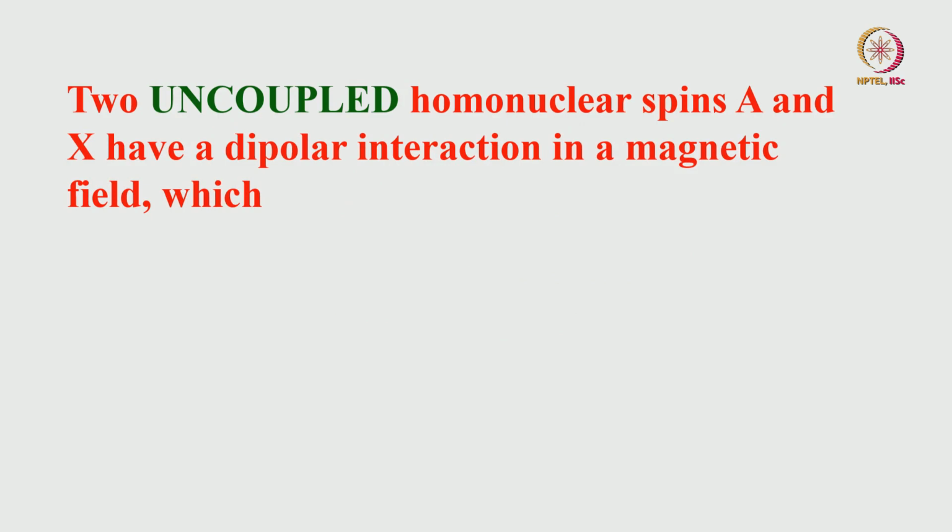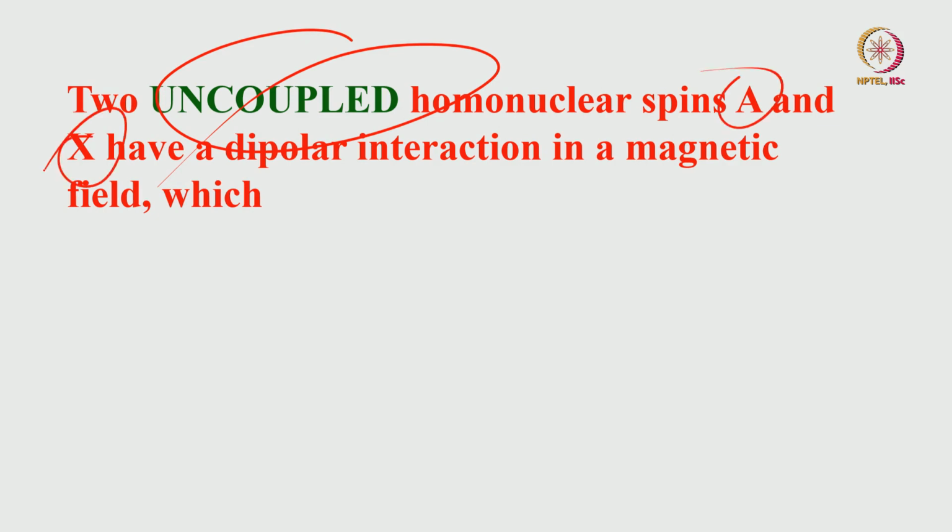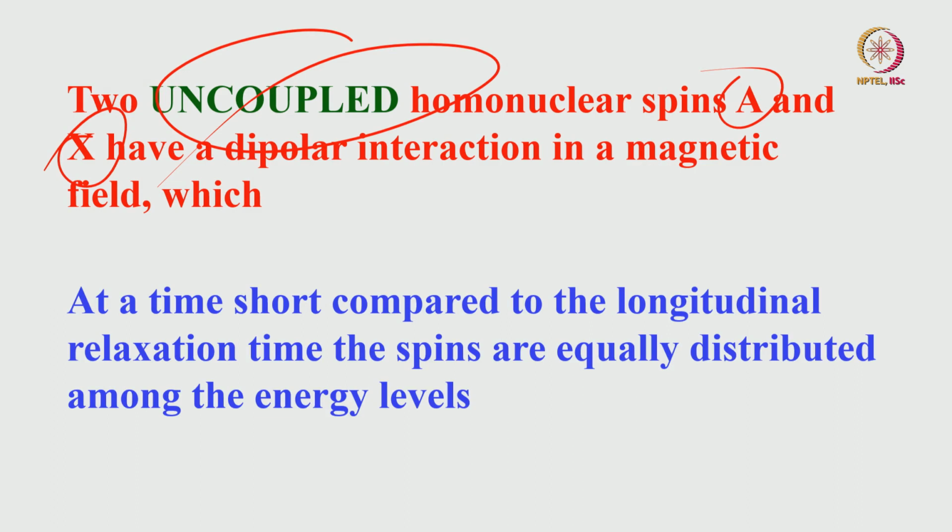To understand that, let us take two uncoupled homonuclear spins A and X. Remember, uncoupled. I have highlighted it with capitals because that is the important concept. There is no need of a J coupling. I have taken a two spin system A and X, and I expect them to have a dipolar interaction in a magnetic field. That's all the condition: uncoupled homonuclear spins having a dipolar interaction.